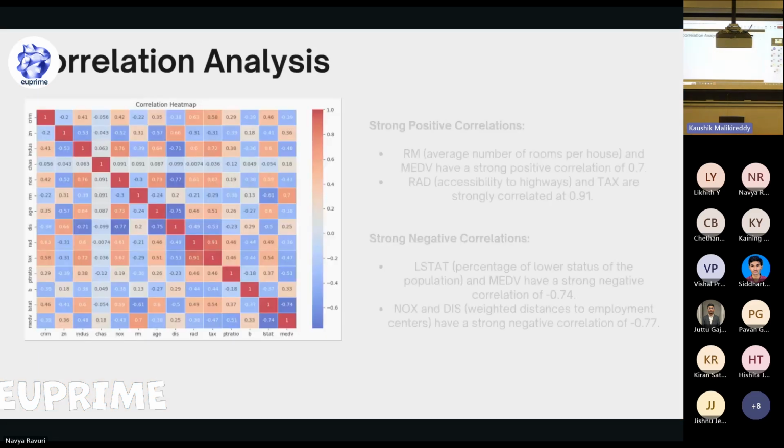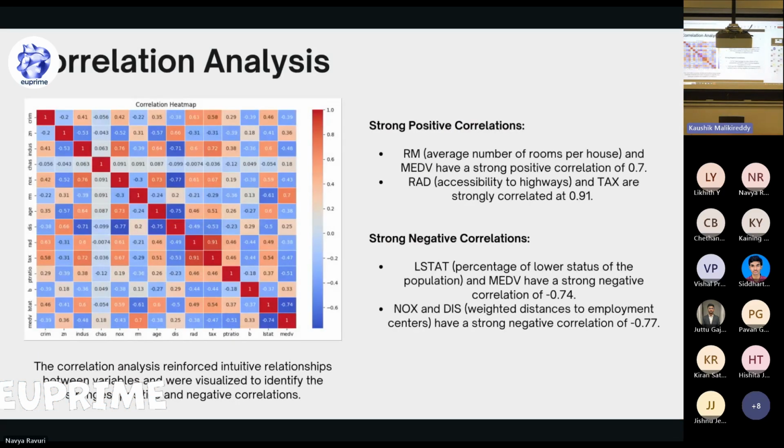Before that, I did a correlation analysis, where red refers to the most positive and blue tends to the more negative ones. To identify the most significant features in the data set, the strong positive ones were the average number of rooms per house. So the more rooms in a house, the higher the housing price. And also the houses that are closer to the highways have a higher property tax rate.